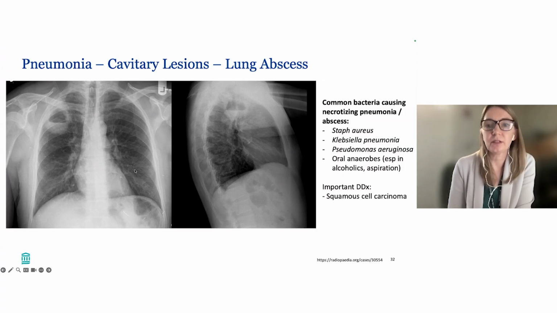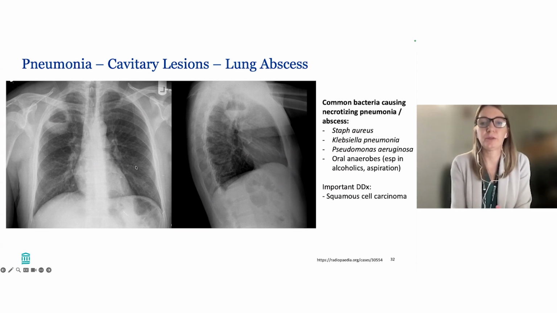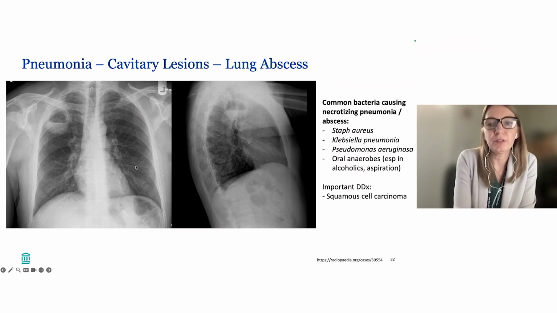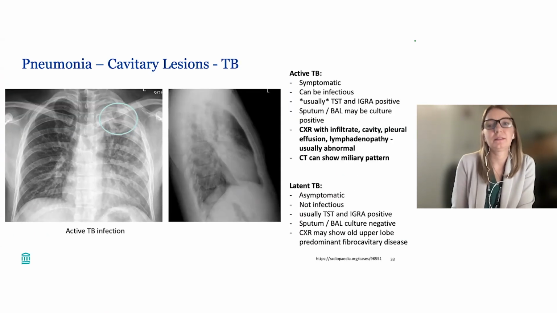Common bacteria that cause necrotizing pneumonia or lung abscesses include Staph aureus, Klebsiella pneumonia, Pseudomonas, and oral anaerobes, among others. An important differential for lung abscess includes squamous cell carcinoma, which can cavitate and very closely resemble a necrotizing abscess. Another important differential includes TB.